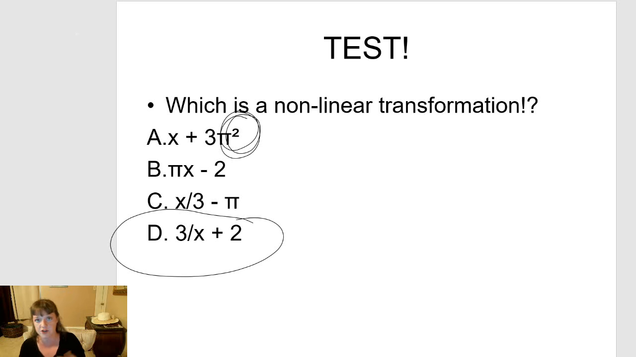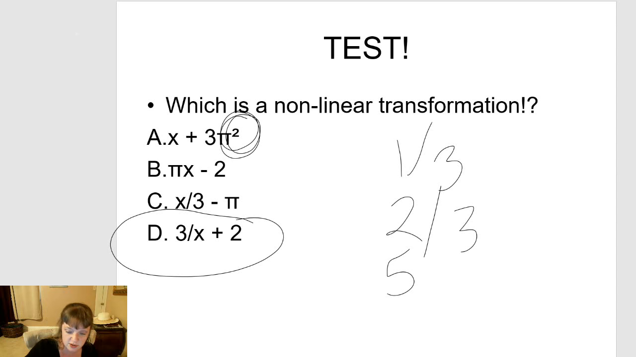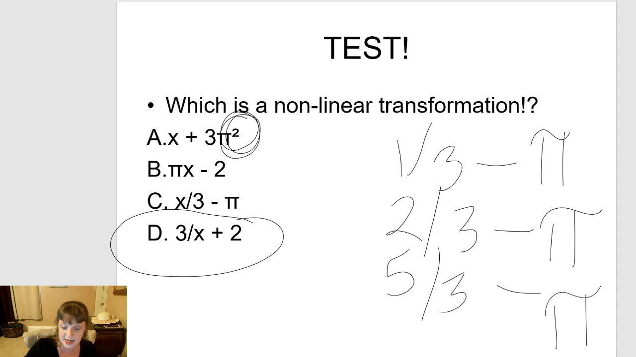Subtracting 2 is linear because you're just subtracting something. Taking everyone's score x and multiplying it by pi is completely linear. X over 3, totally linear. Here are my x scores, 1, 2, and 5. Simply dividing by 3 first, totally linear. And then subtracting 3.1416, another linear operation. But D is in fact nonlinear, because I took my values 1, 2, and 5 and put them in the bottom part of the fraction and then multiplied them by 3. That inverse operation of putting x in the bottom is nonlinear.